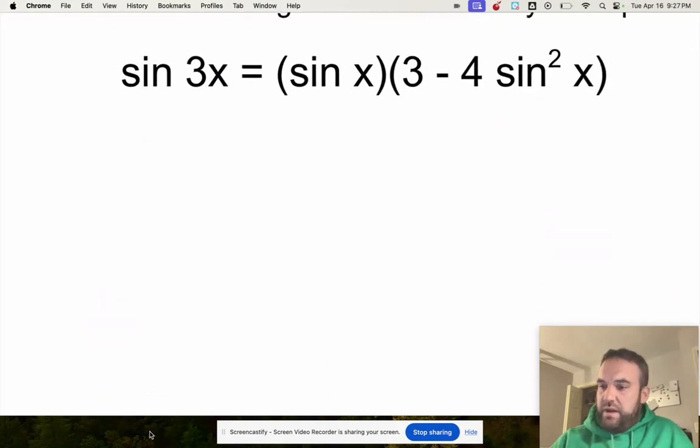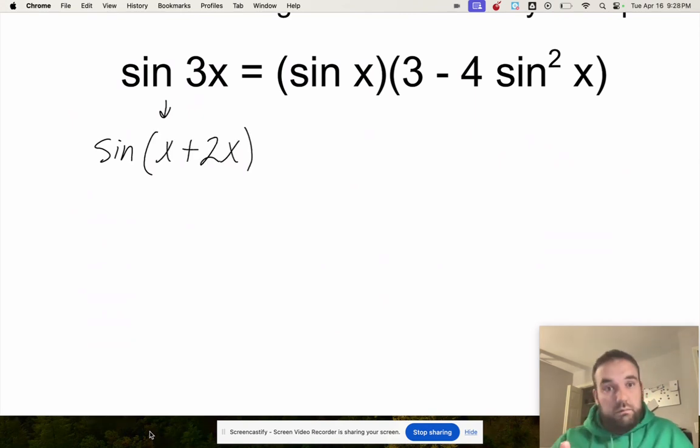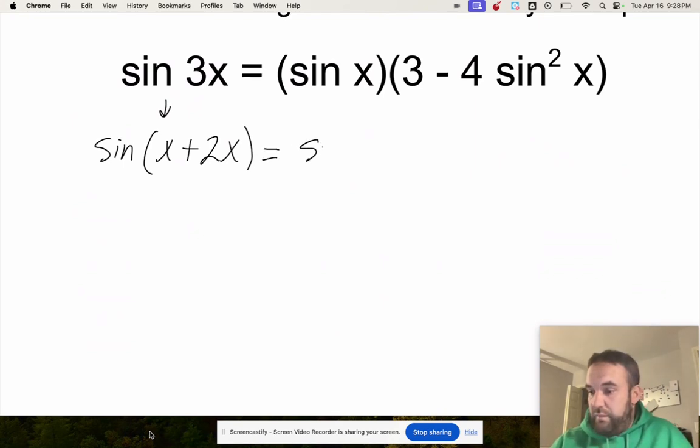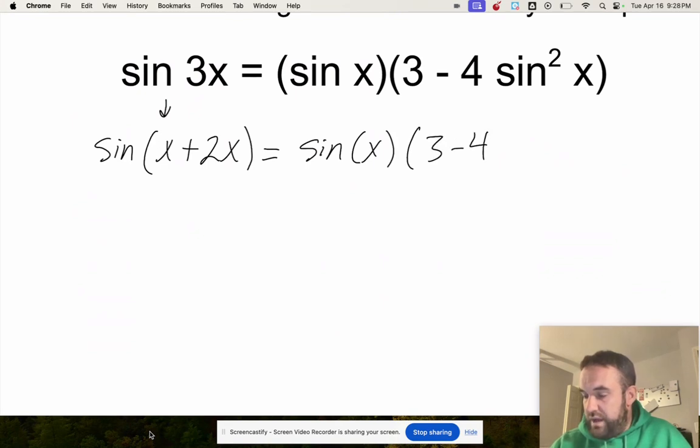So what I'm going to do is take the left side of this equation and rewrite it as sine of x plus 2x, right? X plus 2x is 3x, so that is a sum. And now my hope is that I can verify that the right side is equal to that left side.